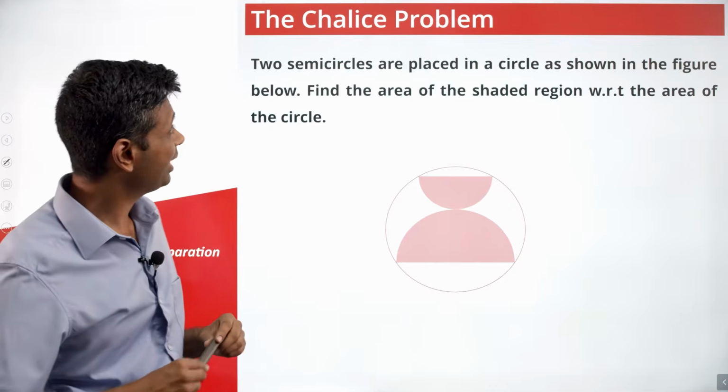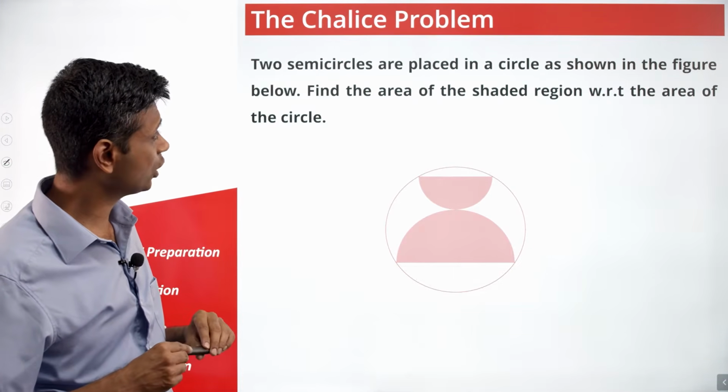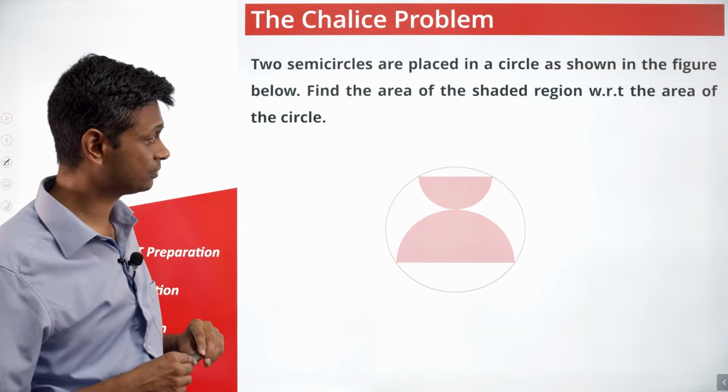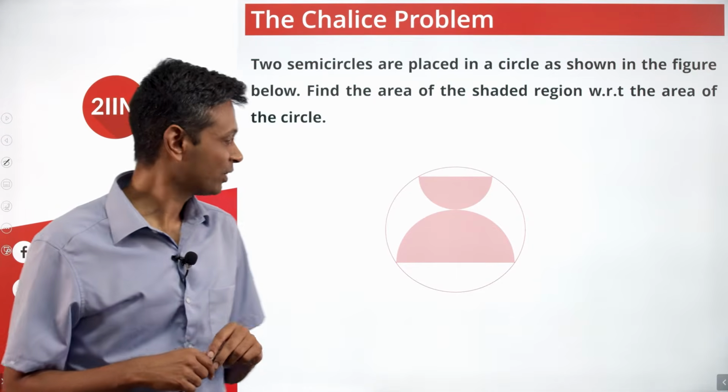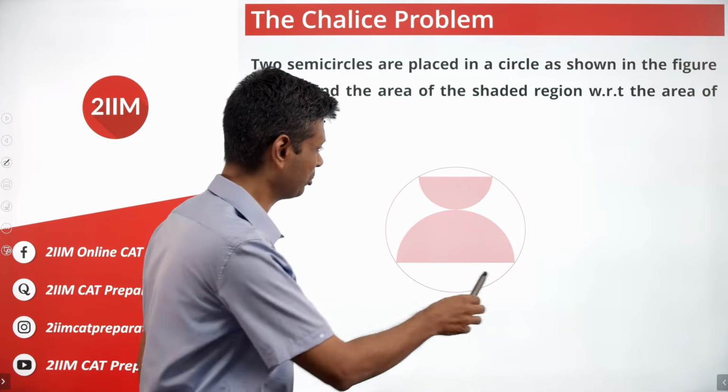Two semicircles are placed in a circle as shown in the figure below. Find the area of the shaded region with respect to the area of the circle. Okay. First thought, this is a beautiful shape, and there's a semicircle here and a semicircle here.